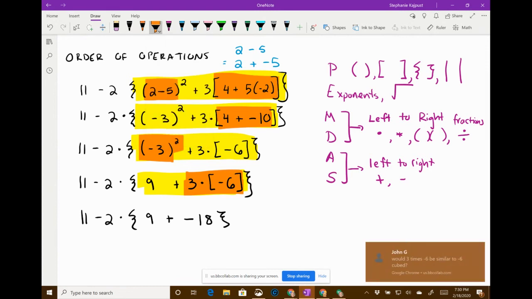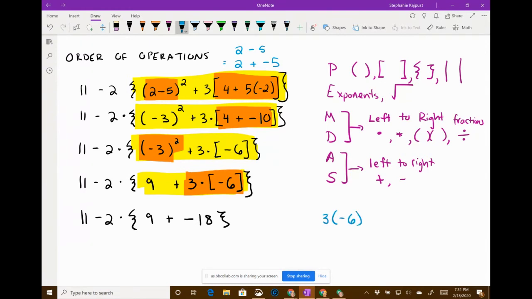Oh, Miss Stephanie. Okay, hold on. I got a question in the chat box. Would 3 times -6 be similar to -6 cubed? Okay, so I will answer that question first. 3 times -6 gives us a -18.